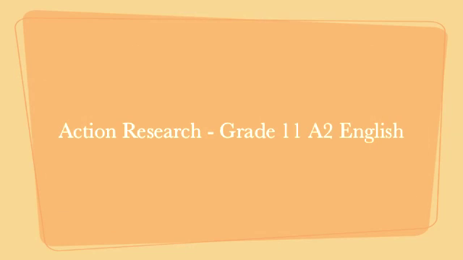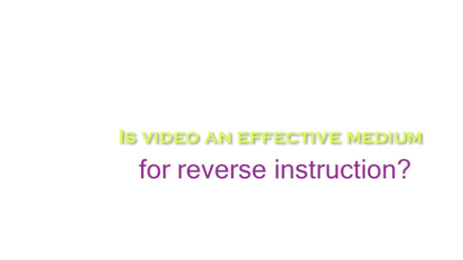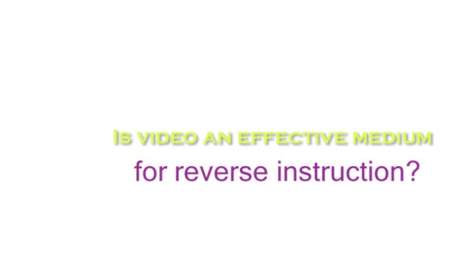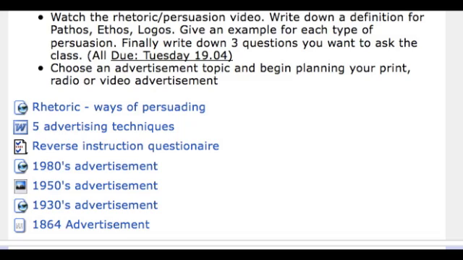I first read about reverse instruction in a blog post by Donna Marie Hurst. I decided I had to try it out for myself using my English A2 class and a unit on advertising. My action research question was two-part. Was video a good way to teach about ethos, pathos, and logos in advertising? And could students learn independently and use that information effectively during class activities?